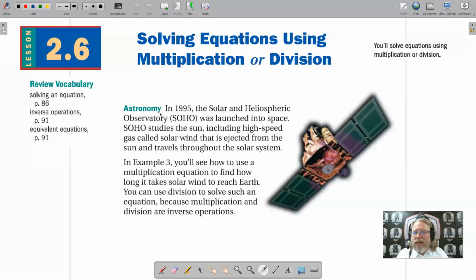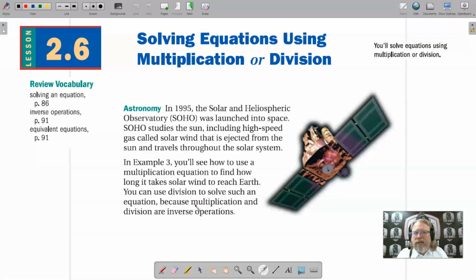So astronomy. In 1995, the Solar Heliospheric Observatory, known as SOHO, was launched into space. SOHO studies the sun, including high-speed gas called solar wind that is ejected from the sun and travels throughout the solar system. In example 3, you'll see how to use the multiplication equation to find how long it takes solar wind to reach Earth. You can use division to solve such an equation because multiplication and division are inverse operations.